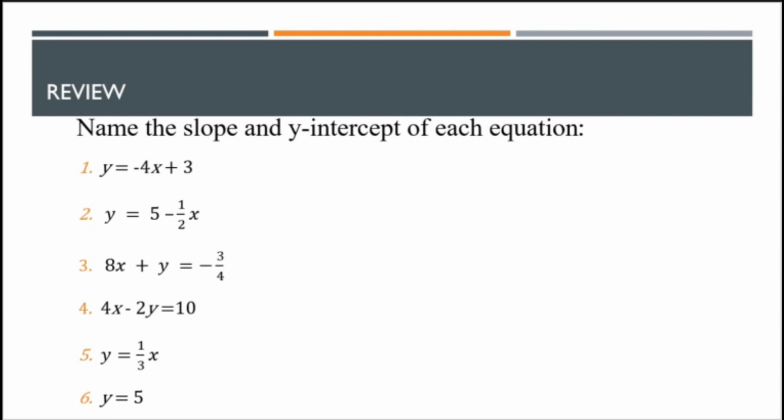Number 1, y = -4x + 3. Number 2, y = 5 - 1/2 x. Number 3, 8x + y = -3/4. Number 4, 4x - 2y = 10. Number 5, y = 1/3 x. And number 6, y = 5. Your 1 minute starts now.